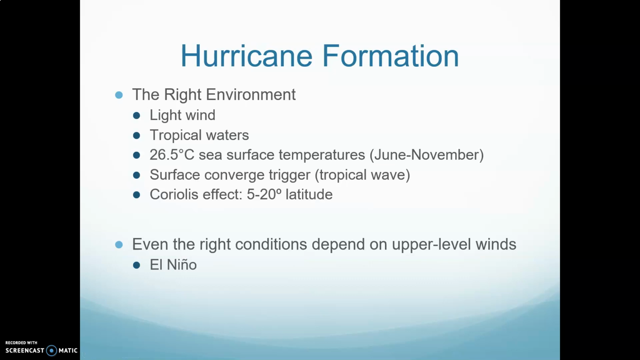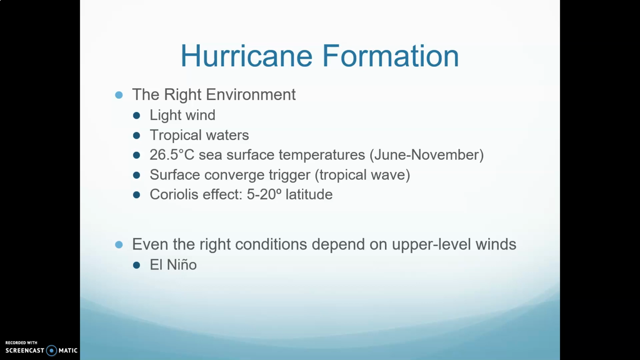All right, so what do you need for a hurricane to form? You need the correct environment. Particularly, you need light wind, tropical waters with a temperature of 26.5 degrees Celsius or higher, as well as some sort of a trigger, and you need a little bit of Coriolis effect. I'm going to go through those a little bit more.